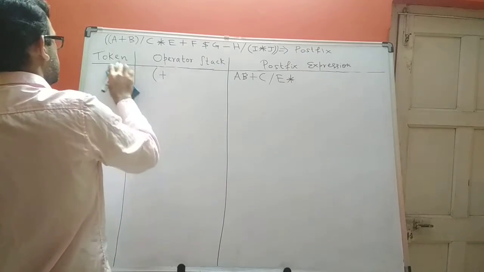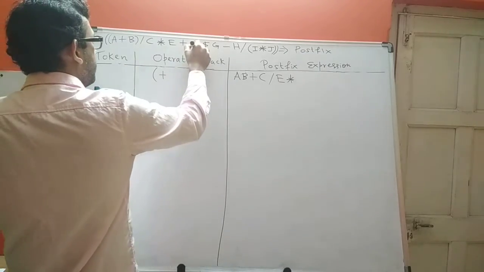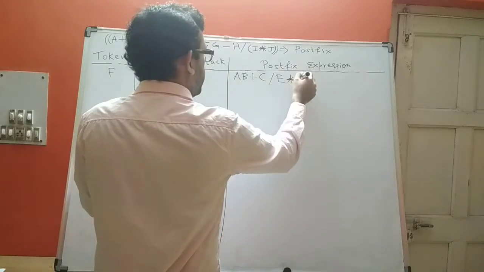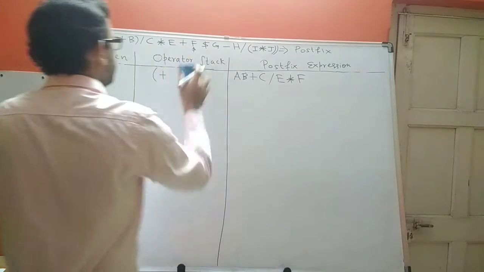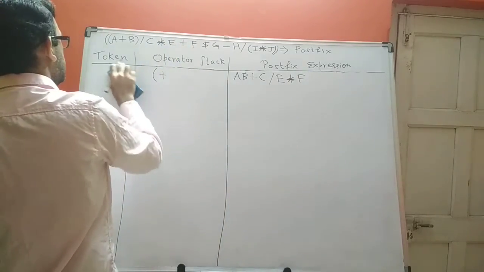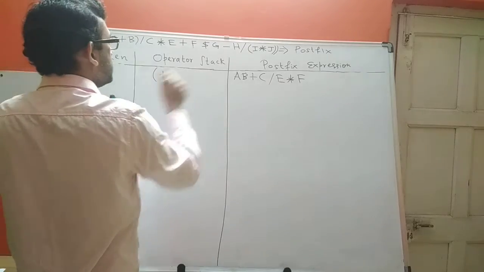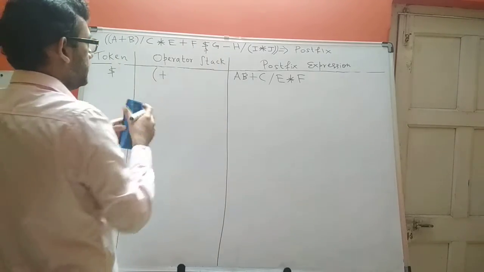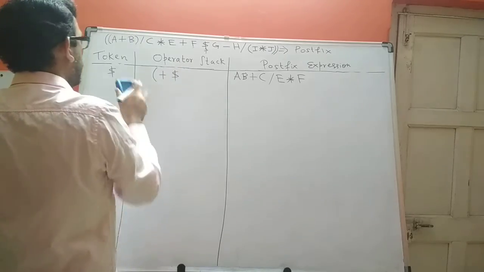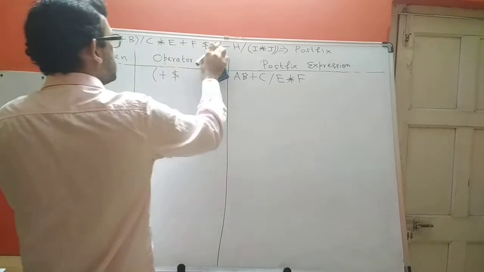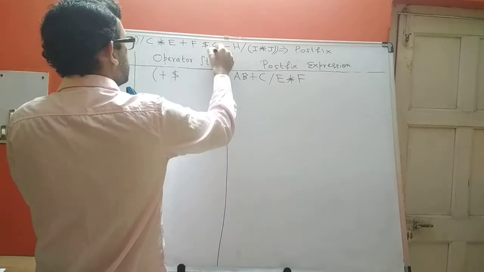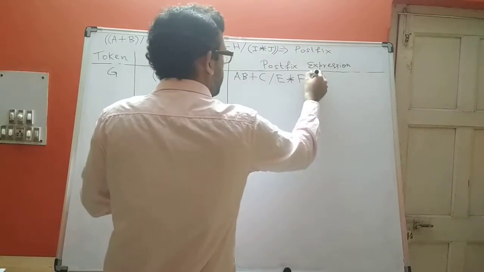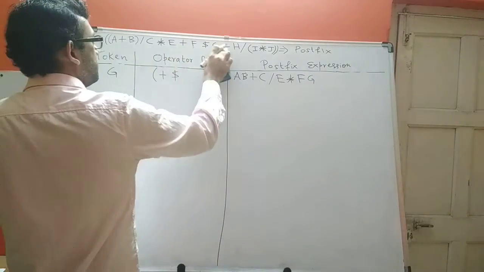My next token is F. Now F is an operand, so I will add F to the output. My next token is $. Now $ has greater precedence than plus, so I will push it onto the stack. My next token is G. Now G is an operand, so I will add it to the output.